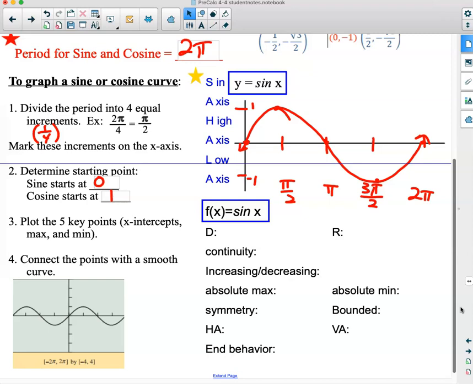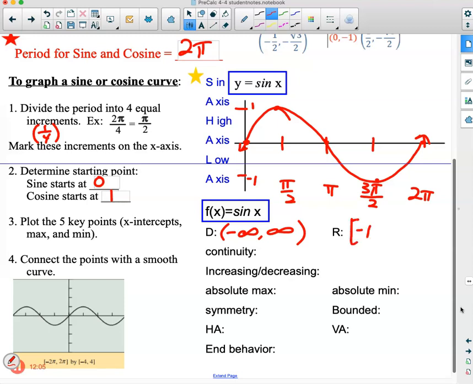And for the domain, remember we have coterminal angles, and this thing can go on forever. Theta can go on forever in terms of pi, but not the range. The range is going to be between negative 1 and 1. And that goes all the way back to a triangle, realizing that opposite and adjacent are always going to be shorter than the hypotenuse. So it goes between negative 1 and 1. Continuity. Definitely. We're not lifting up a pencil at any time to draw this. It was nice and smooth.